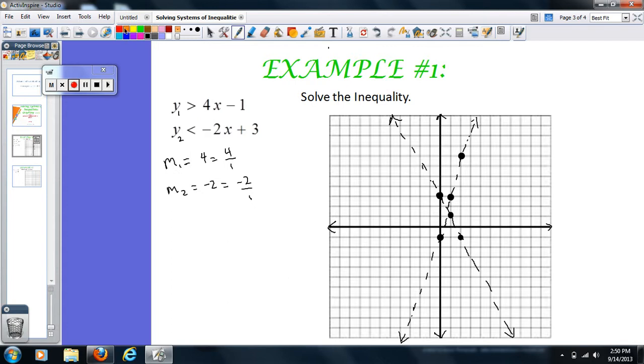Okay, now here's where the catch is. This is the one big difference we've seen so far: instead of this being a solid line, they're dotted lines because it's not greater than or equal to or less than or equal to. Now the other part is this.